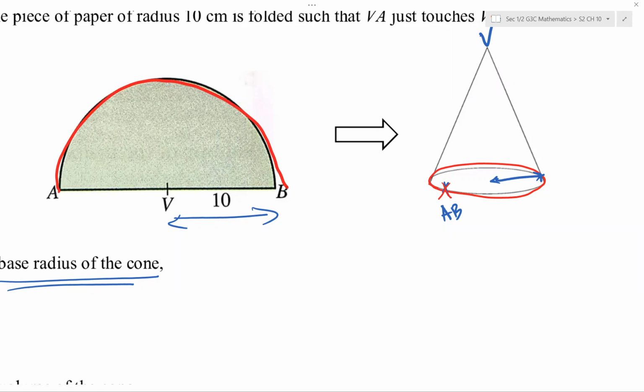Can you visualize that? Just to check, who can visualize that the red distance AB on the semicircle is actually the same as the base of that cone? Raise your hand really high so that I can be convinced. Can you see that the red distance AB is the same as the base of that cone?